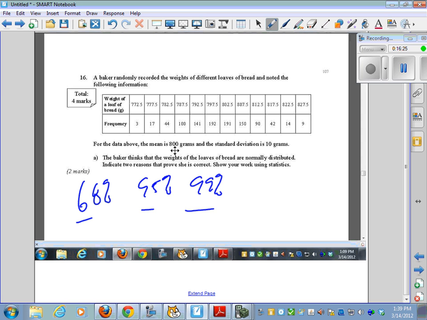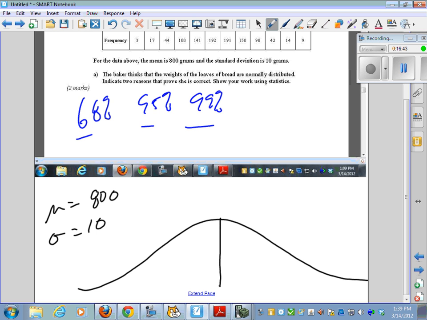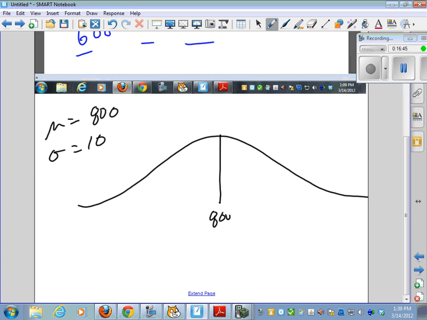Now, it says here the mean is 800. The standard deviation is 10. When you have a question that asks you, is it normal? Draw the curve. Put the mean down at 800. Standard deviation is 10. So plus or minus 1 standard deviation, what are those numbers going to be labeled at? Devin, what would that one on the left there be? 790 is right. And this one would be 810.